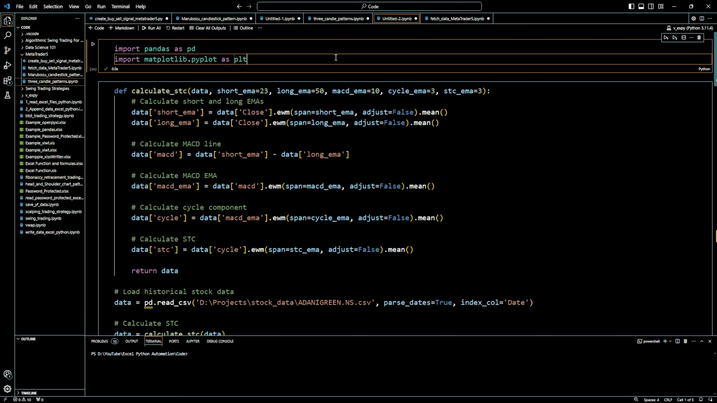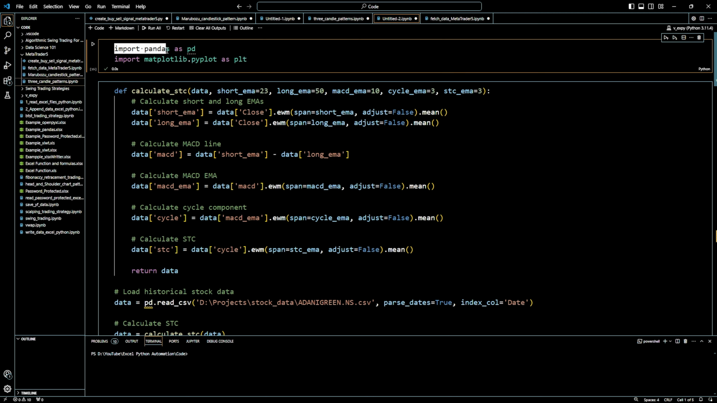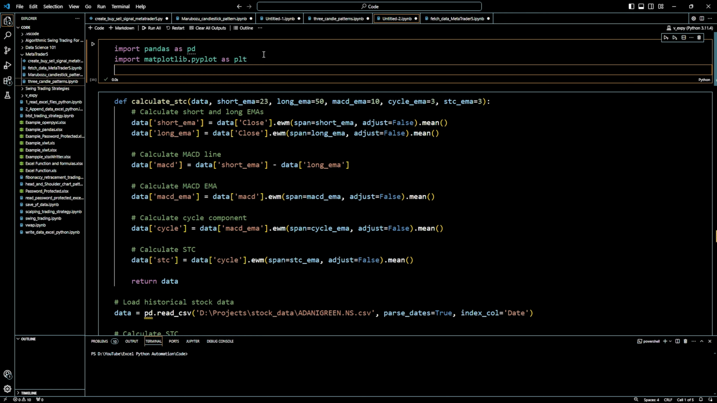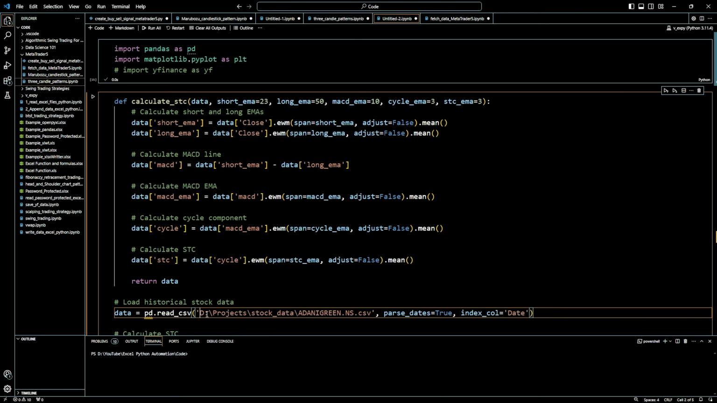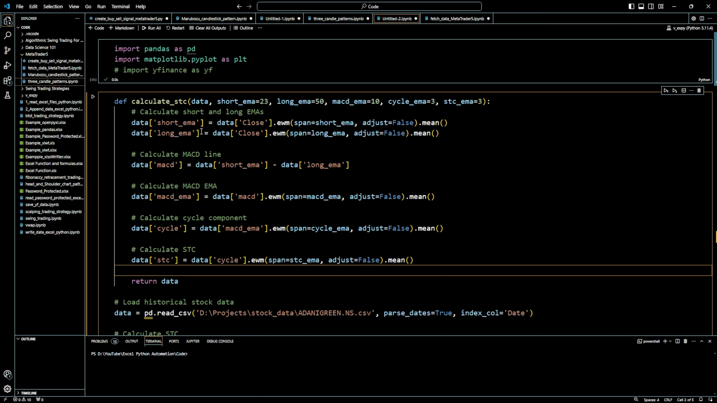Now, if we go from the top, we have the pandas library, and then we have matplotlib. I'm not pulling the data from Yahoo Finance. If you want to pull it, then you would say import yfinance as yf, right? But we are not doing that, because we'll be pulling the data from an Excel sheet that I have kept over here. So let's calculate the STC.